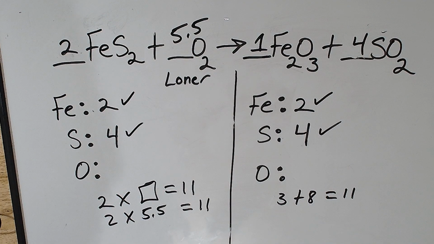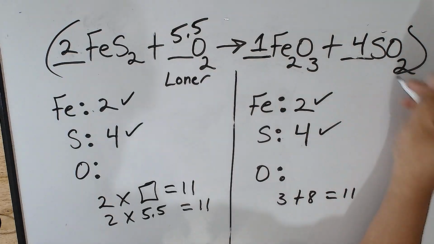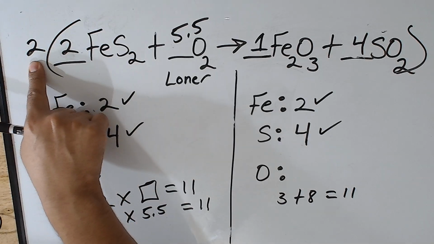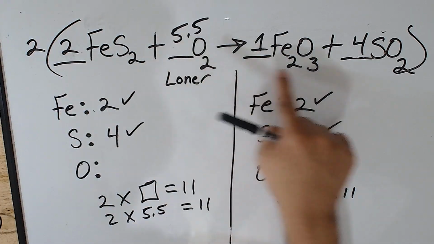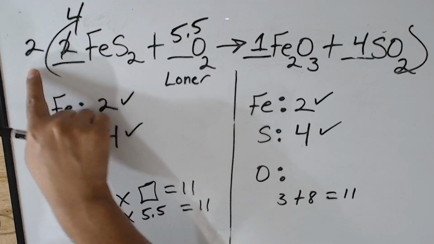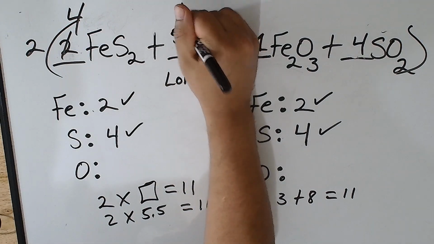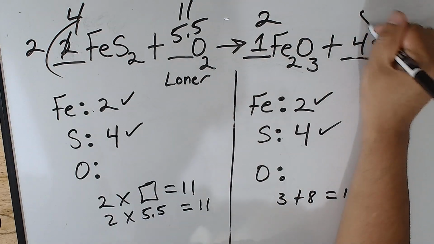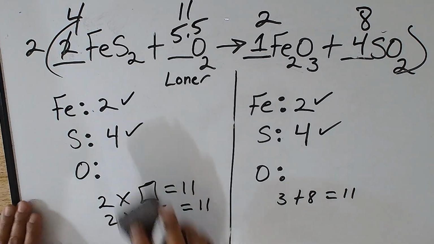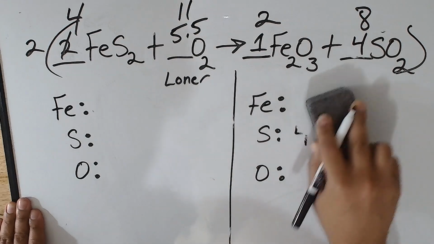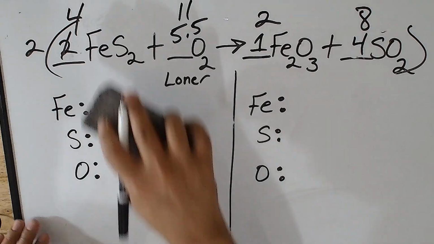However, you have to realize that you cannot have decimals. So you have to multiply everything by 2. That is the standard rule. And this 2 is going to be distributed to every coefficient. So now 2 times 2 gives me 4. And then 2 times 5.5 gives me 11. 2 times 1 gives me 2. And 2 times 4 gives me 8. So now let's see if our equation is balanced. I'm going to rewrite it more neat.